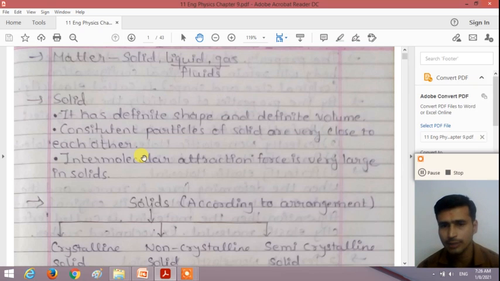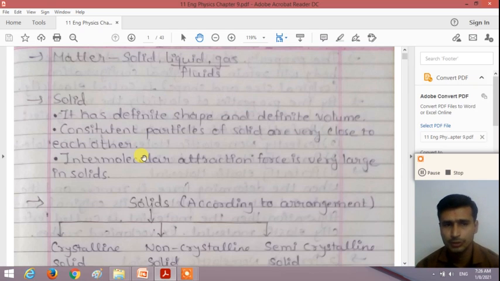The intermolecular distance in the solid is very small. Here the constituent particles of the solids are very close to each other. We know the constituent particles are like molecules, atoms, ions. So in the solid, the constituent particles are very close to each other, right? The intermolecular attractive force in the solids is very large. The attractive force between the molecules, between the ions, between the atoms is very large compared to the liquid and gas.